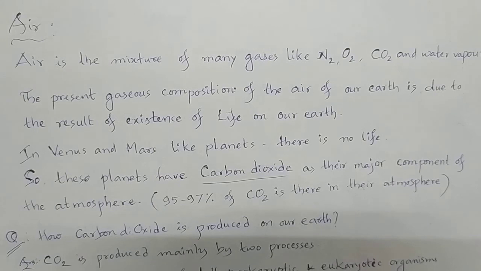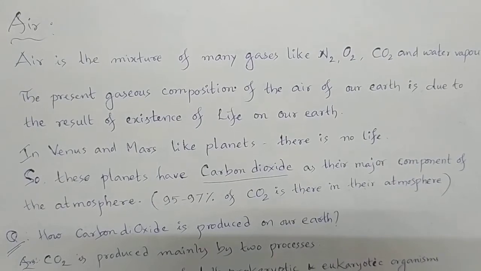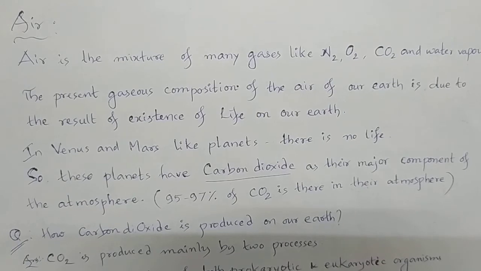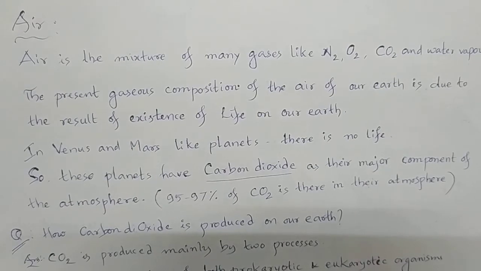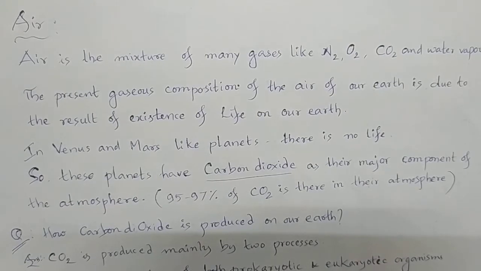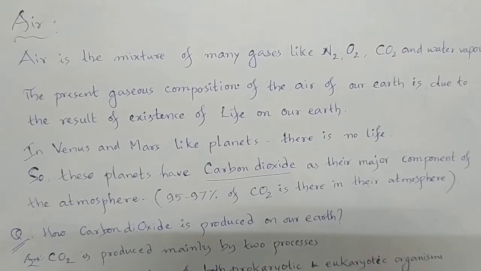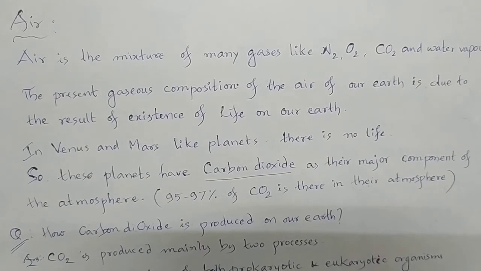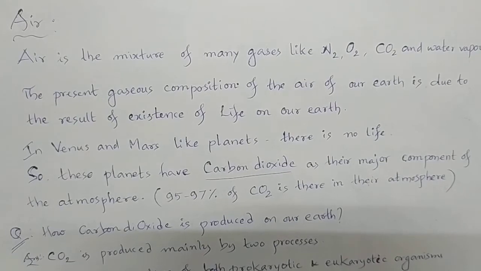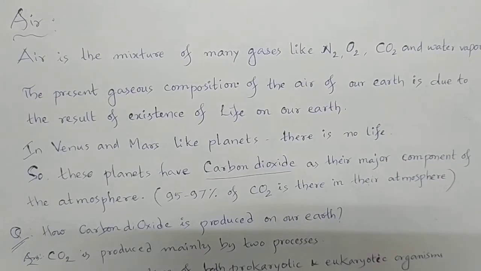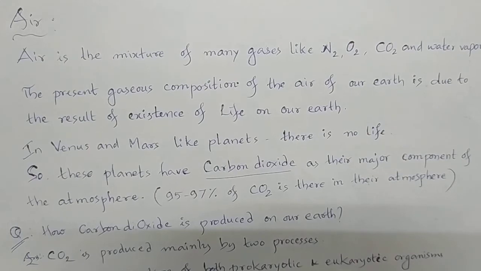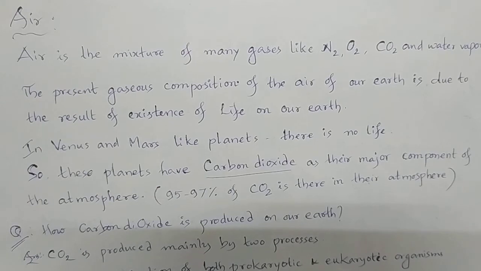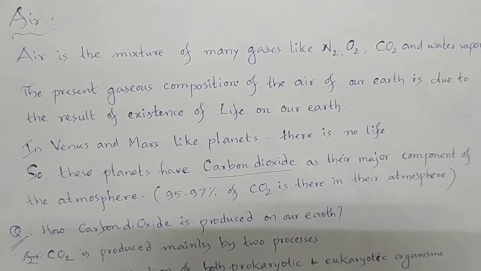Air is the mixture of many gases. What are the gases that constitute the air on the earth? Nitrogen, oxygen, carbon dioxide, and water vapor are the major gases that constitute the air on the earth. Air is the mixture of many gases like nitrogen, oxygen, carbon dioxide, and water vapor.